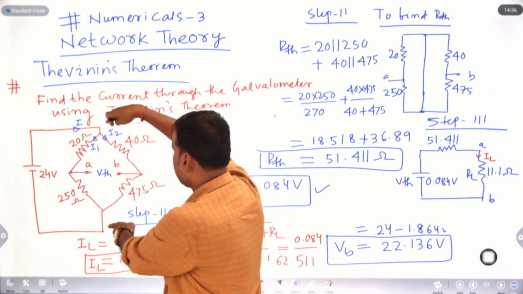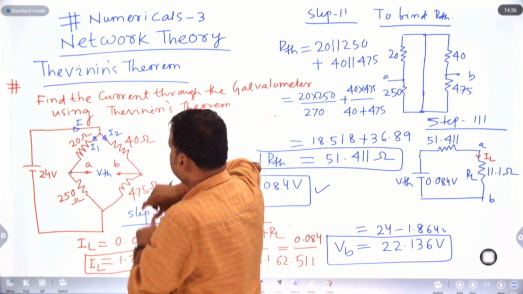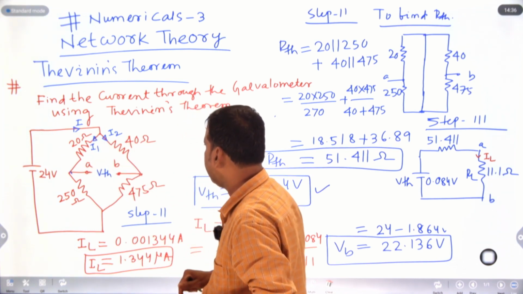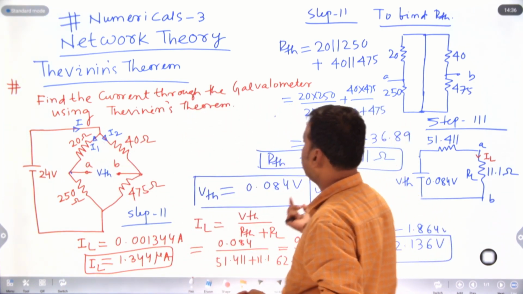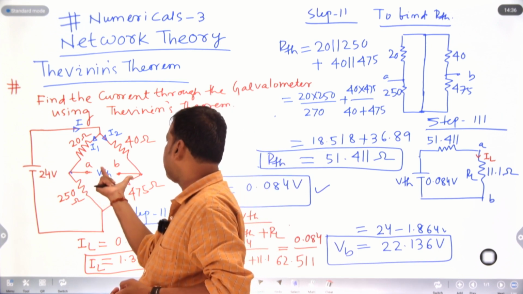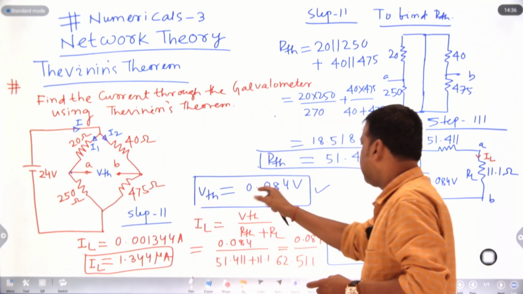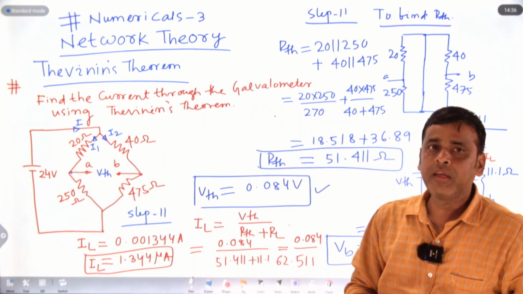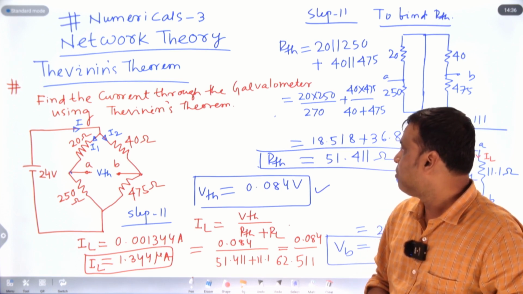Then find VB, the potential at B: the total voltage 24 minus 40 into I2. So you can calculate VB. Then VA minus VB is nothing but VTH. Here VTH is equal to 0.084. Then we calculate Thevenin's resistance.